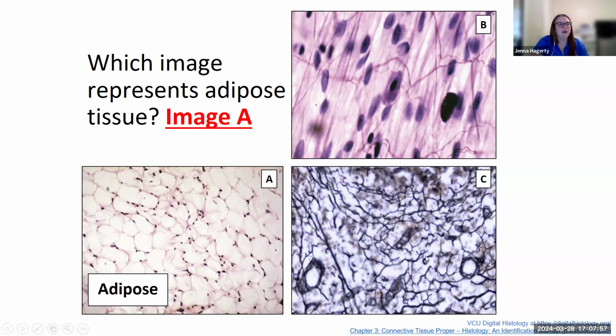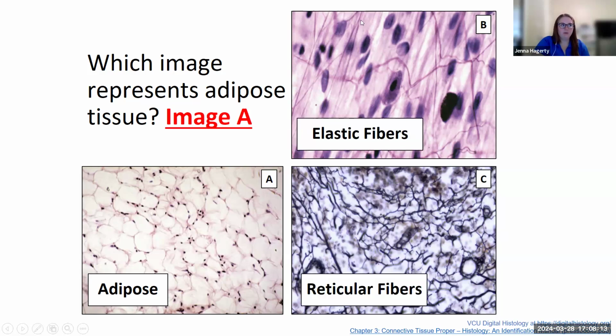Can anybody take a guess of what C is? That was what other people had chosen for their answer. What type of fiber specifically is shown in image C? Reticular, very good. So in B, we have elastic fibers, and then in C, we're showing reticular fibers.